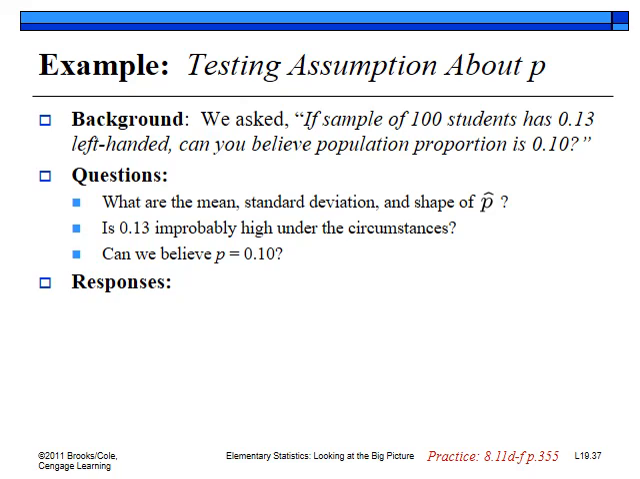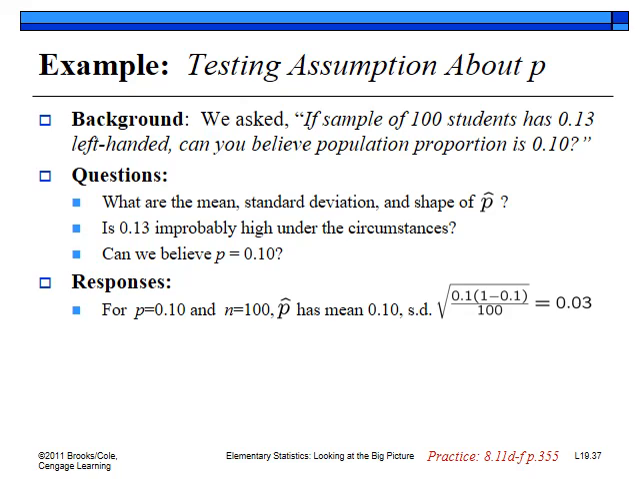I'm assuming the population proportion is 0.1, so that means p hat ought to be centered at 0.1. So the mean of p hat is 0.1. I do our computation for the standard deviation. Remember, that's the square root of p times 1 minus p over n. That comes out to be about 0.03. Actually, it comes out to be exactly 0.03.